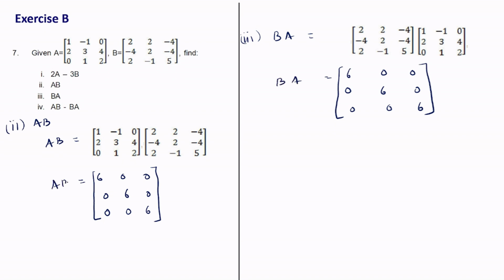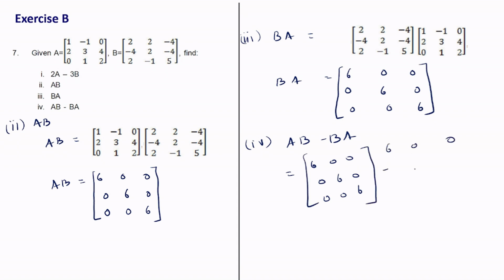So here we can see that AB and BA are equal. The last subdivision we have to find AB minus BA. So here AB minus BA is the difference of these two matrices, which is nothing but the zero matrix. Minus 6 0 0, 0 6 0, 0 0 6.